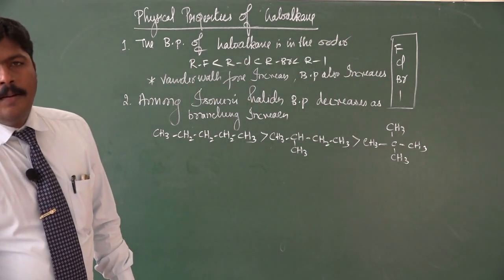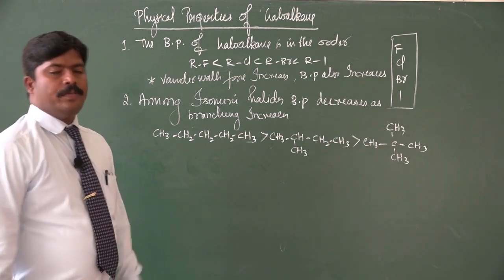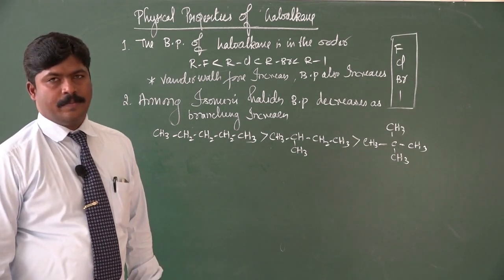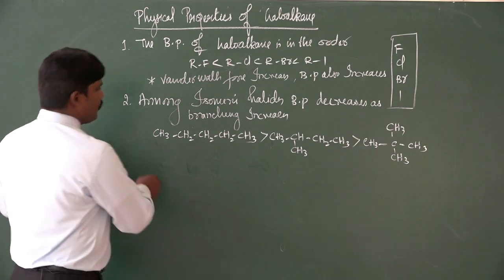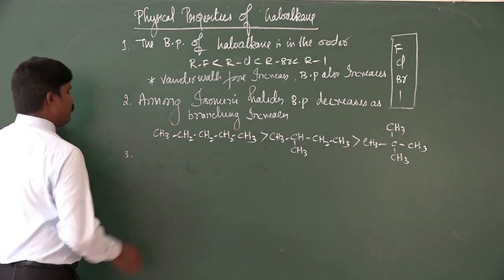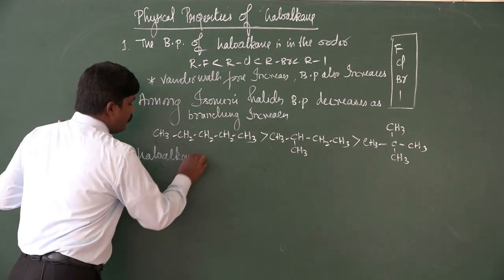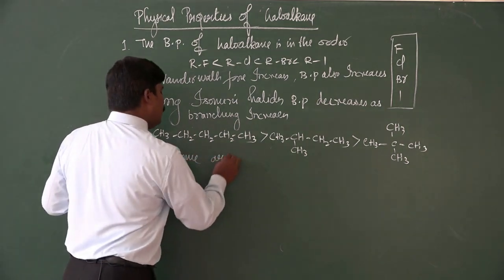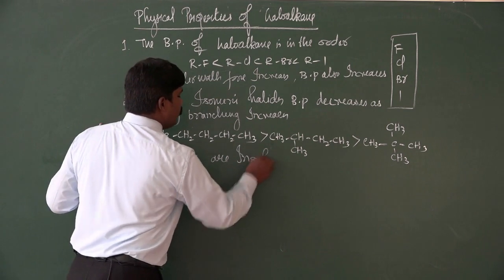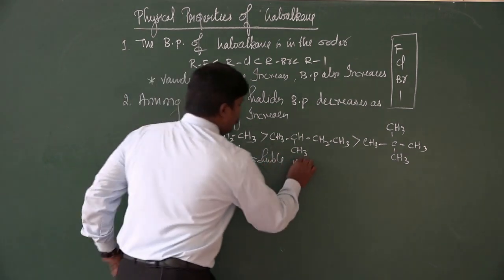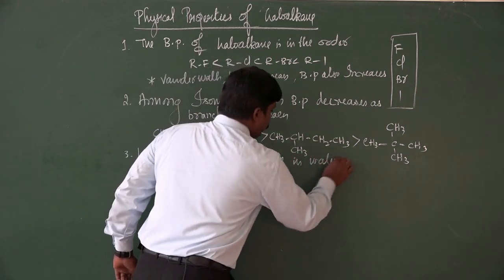As branching increases, the boiling point decreases. The third point is solubility. Haloalkanes are insoluble in water.